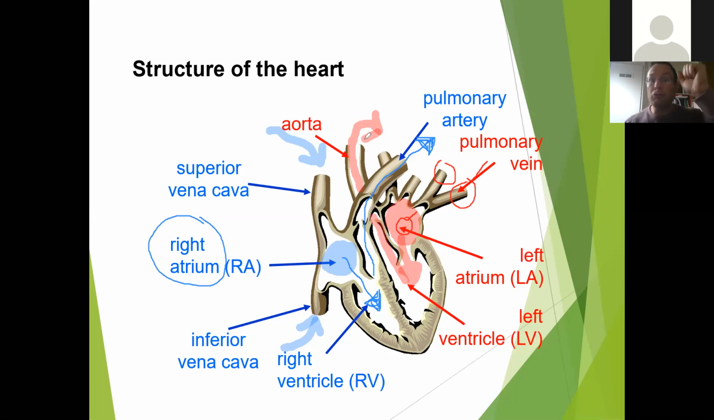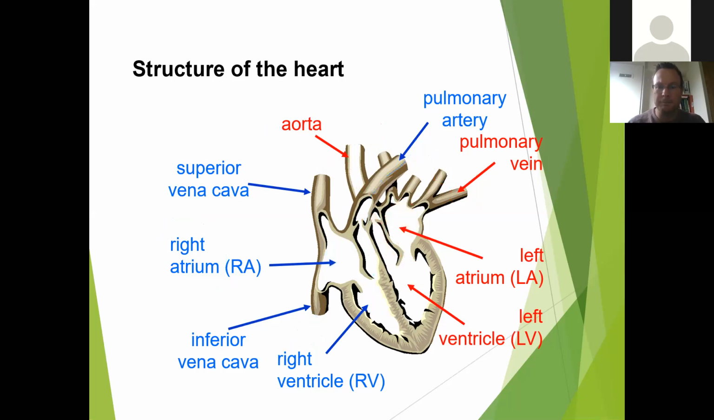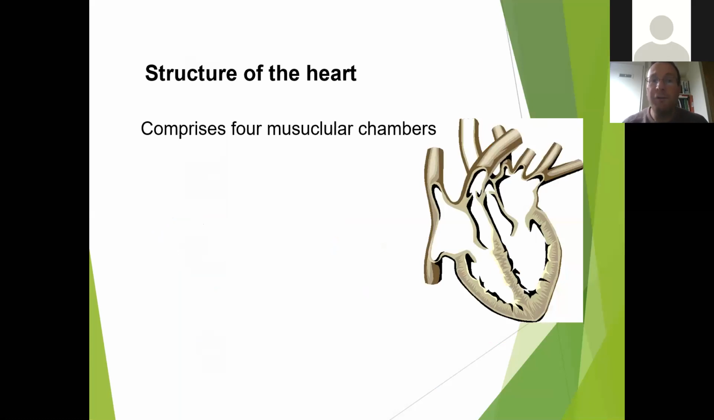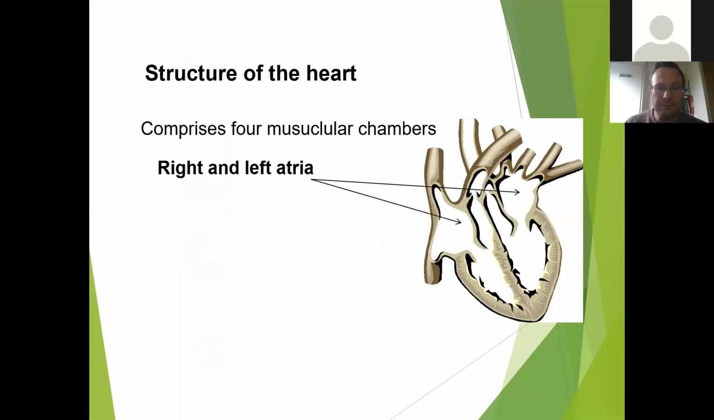So we go right atrium, right ventricle, lungs, left atrium, left ventricle, body. So let's clear that off. So our four chambers then, you can see our atria if we start taking it away. So right and left atria.